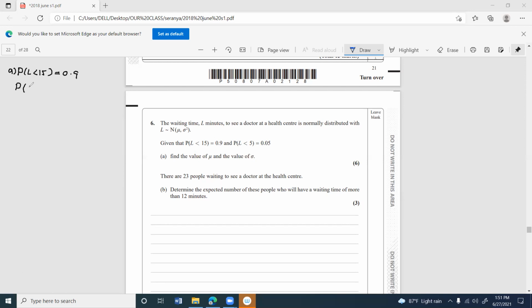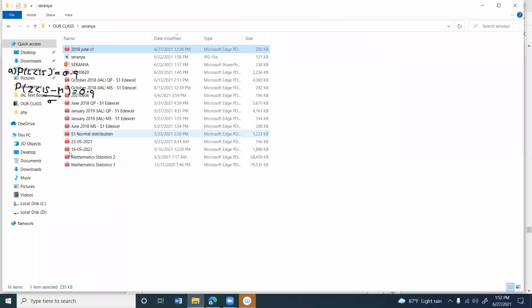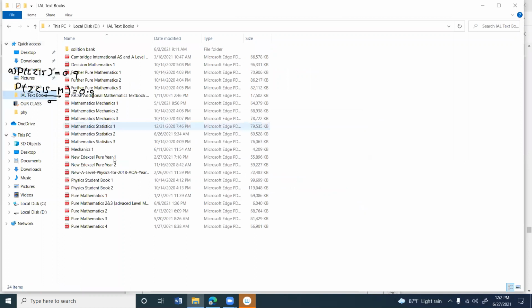Therefore, this turns into the probability that Z is less than (15 minus mu) divided by sigma equals 0.9. Now let's try to understand. Let's try to get this figure. Let me get our S1 book.